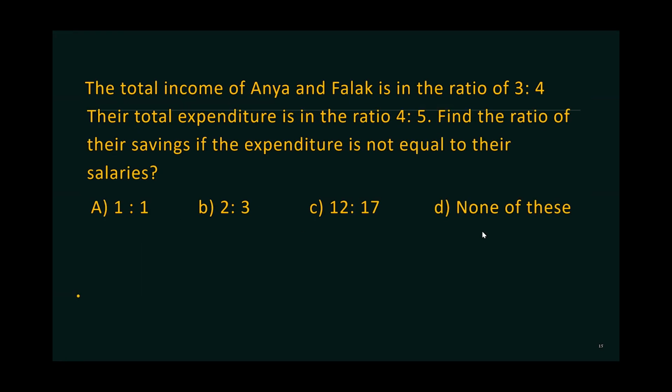So this question on ratio could be relatively tough. You can try solving this question and please put the answer in the comment box. So the question is, the total income of Anya and Falak is in the ratio 3:4. The total expenditure is in the ratio 4:5. Find the ratio of their savings if the expenditure is not equal to their salaries. And the answers could be either option A, 1:1, option B, 2:3, option C, 12:17, or it could be none of these options. So all the best trying this question.